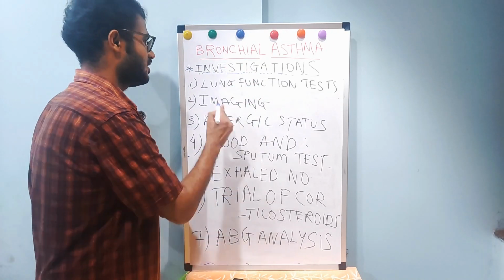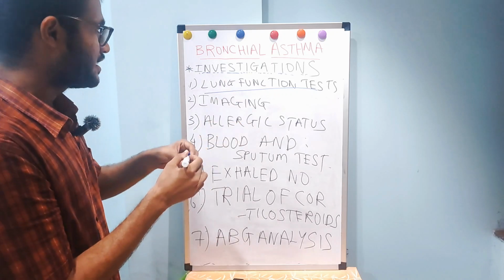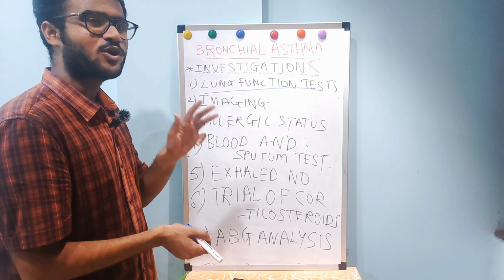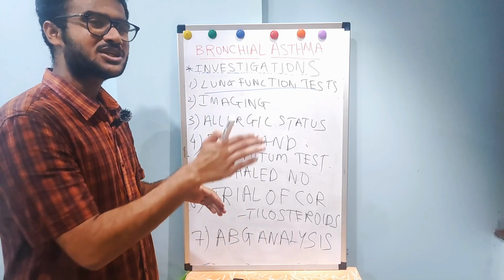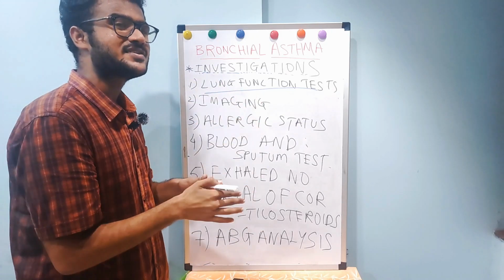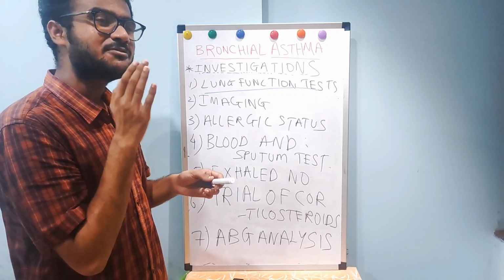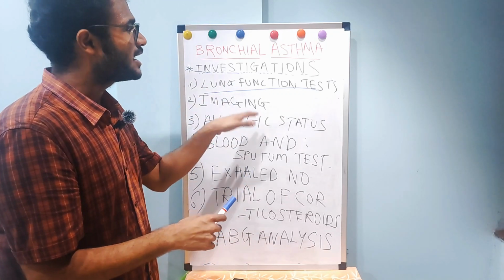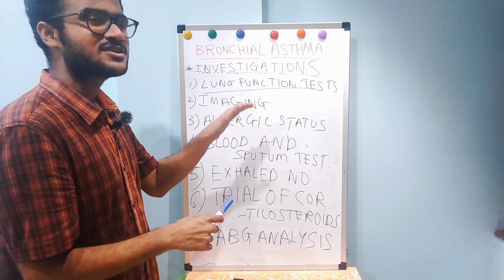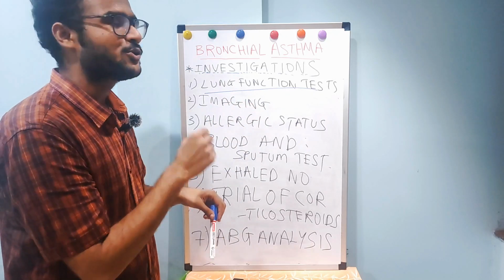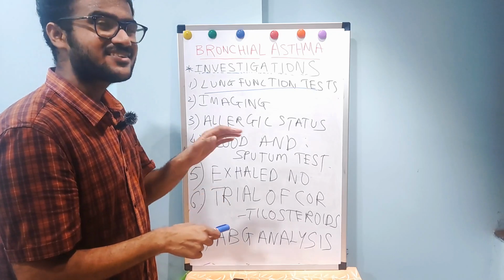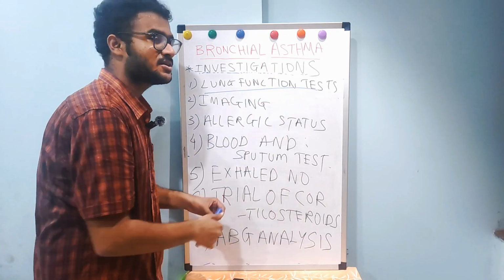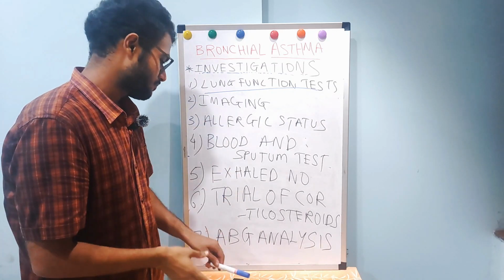So first one is lung function test or pulmonary function test. In this there are three most important parts: FEV1, forced expiratory volume in 1 second, FEV1 by FVC, forced expiratory volume 1 by forced vital capacity, and PEFR, peak expiratory flow rate. These all are reduced and these indicate airway limitation. We find these parameters through spirometry. We use a spirometer machine and we blow into it. It helps us to find out the reversibility, because bronchial asthma is a reversible obstructive pulmonary disease.